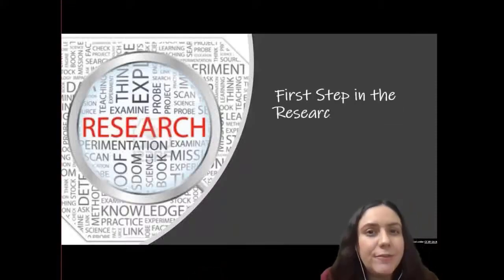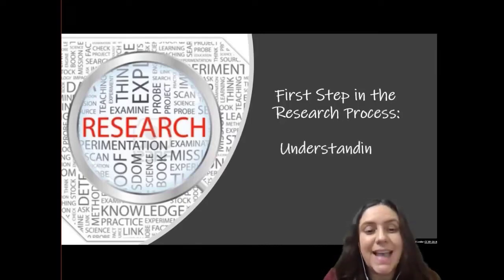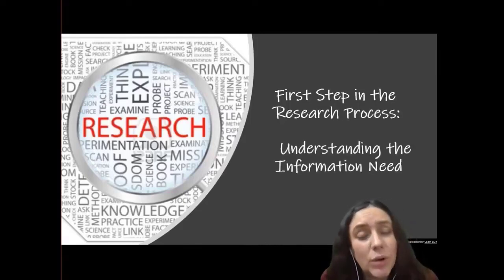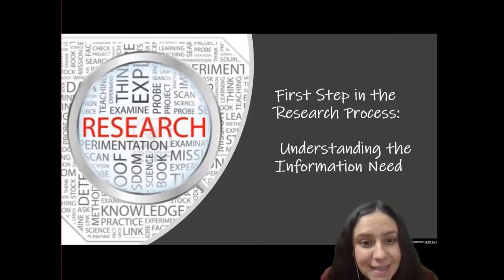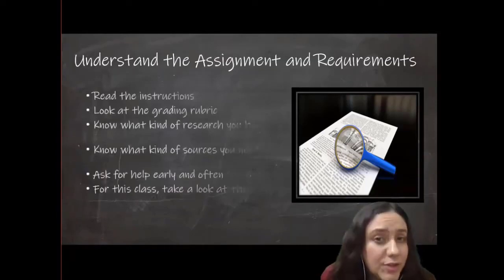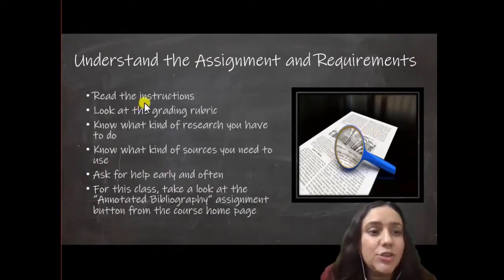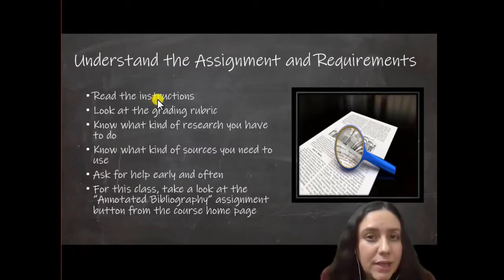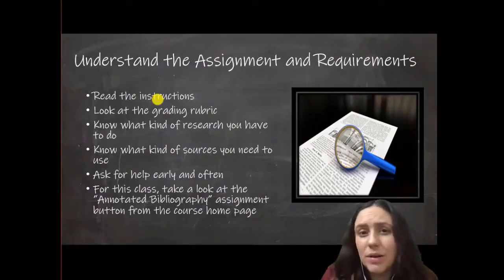We're going to talk about the first step of the research process, and that is to understand what we are asked to do. Basically, understanding the information need. The first thing that we need to do is read the instructions completely and look at any examples that are given to us, whether it's from our boss or from our client or from instructors or professors in college.